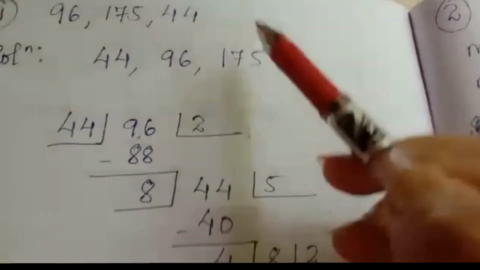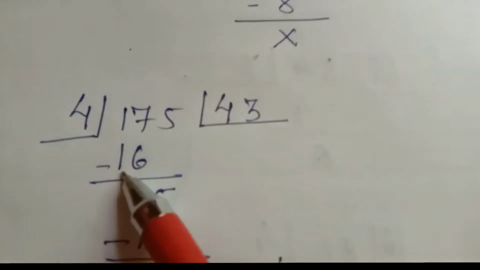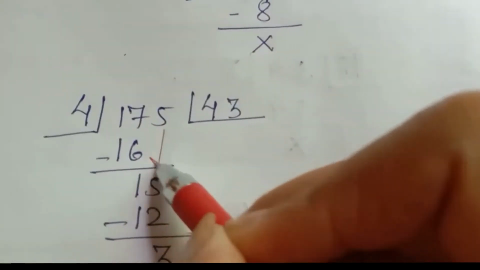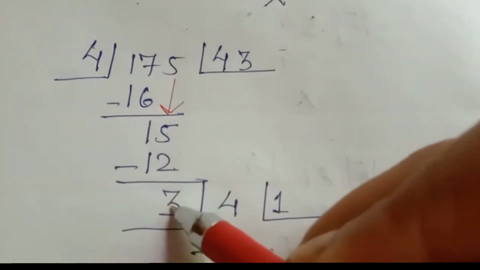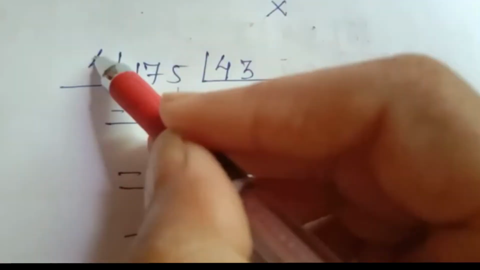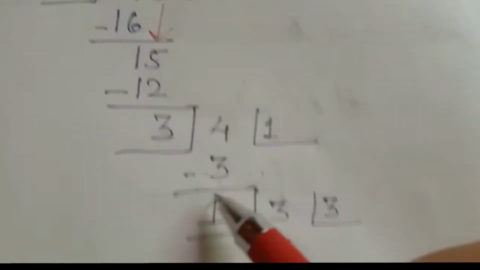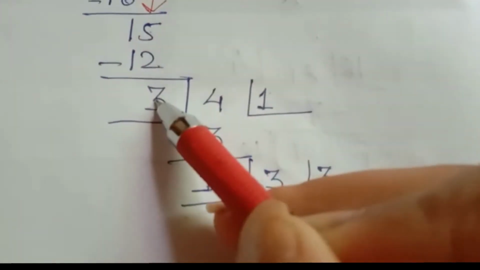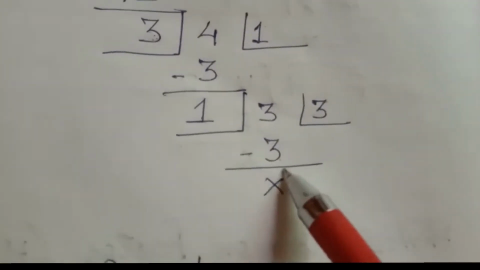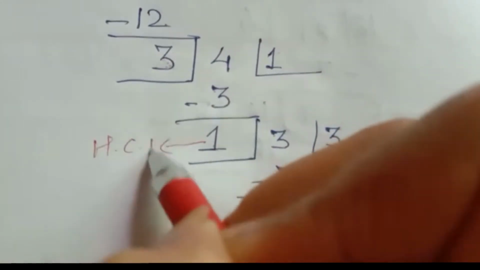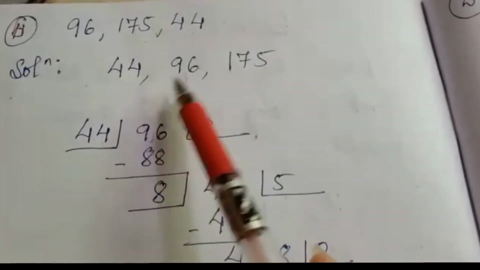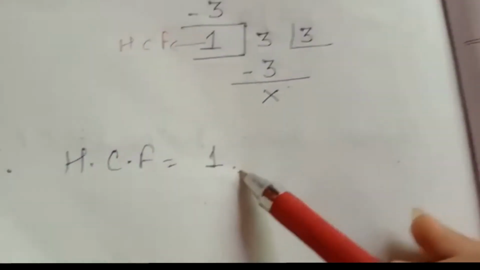So this 4 will divide 175. 4 4s are 16. Then 5 will come down. 15. 4 3s are 12. The remainder is 3. This remainder will divide 4. 3 1s are 3. So the remainder is 1. So 1 will divide 3. 1 3s are 3. So finally the remainder is 0. So this is your HCF. So the HCF of 44, 96 and 175 is 1. So this is your long division method.